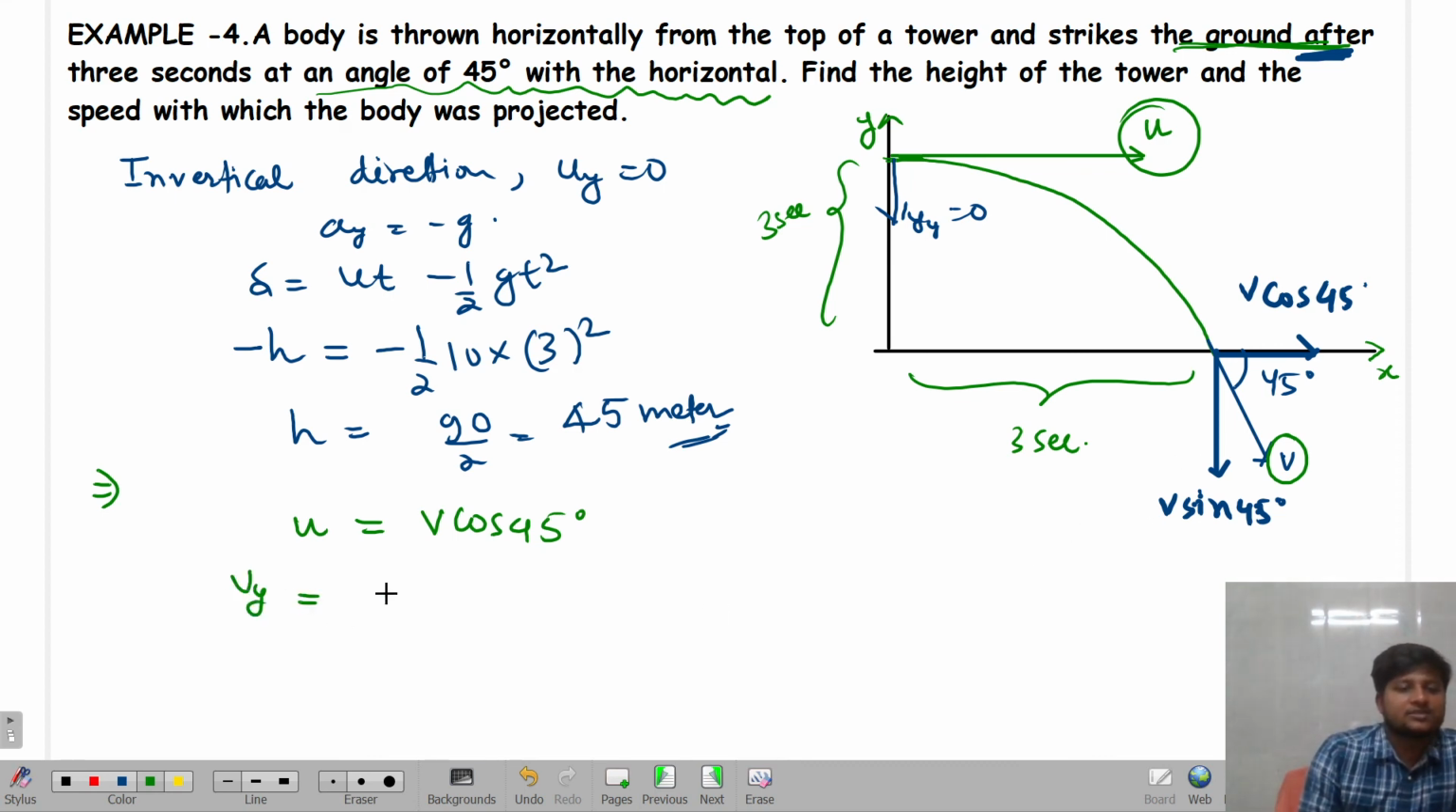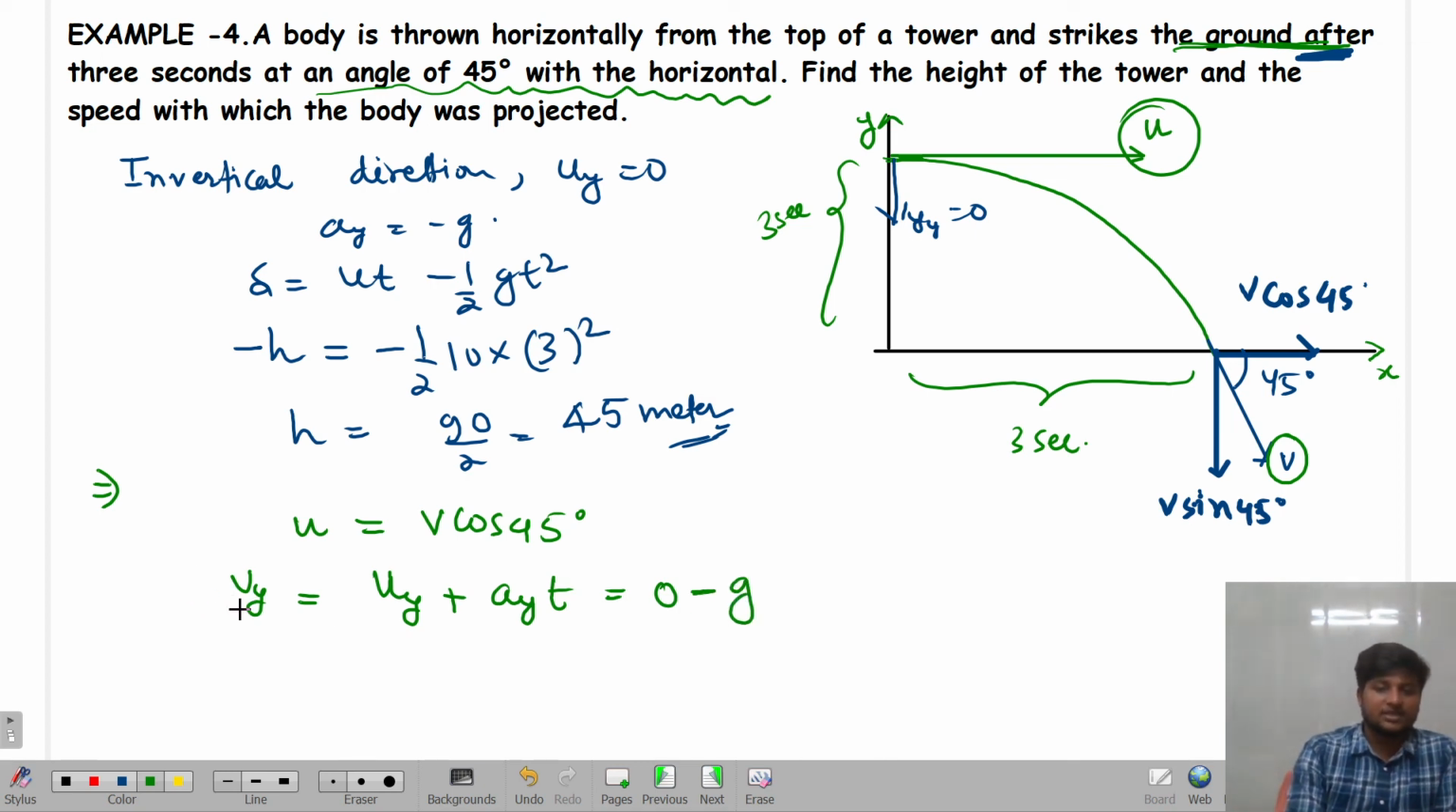Velocity along y direction is going to be what? U along y plus acceleration along y into time t. U along y is how much? 0. Acceleration along y is what? Minus of g. And velocity along y, if I take it to be negative because in the downward path it is, so this will become positive. Now, time of traveling is how much? 3 seconds. So therefore, velocity along y is how much? 10 into 3, which is equal to 30 meter per second.